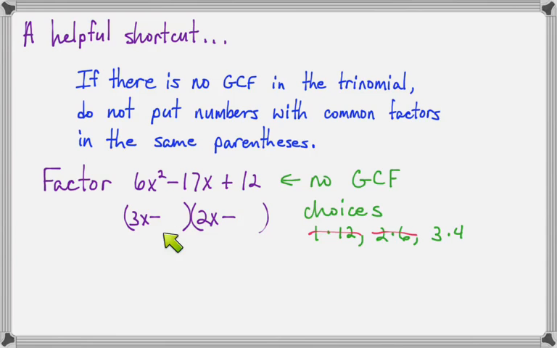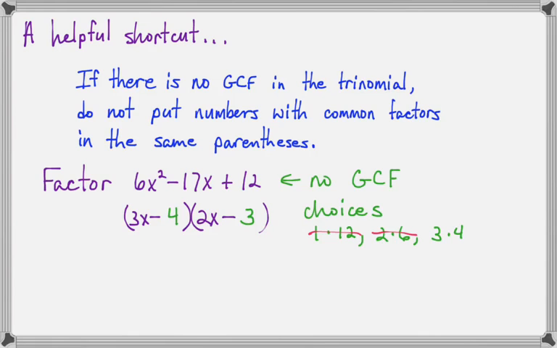Now I want to be smart about how I arrange the 3 and the 4, because if I put the 3 here, then 3 and 3 gives me a common factor in this parentheses, and 2 and 4 gives me a common factor in this parentheses. So let's put it the other way around, where I have the 4 here and the 3 here. Now this could still not be correct, but at least it's possible for this to be the answer.